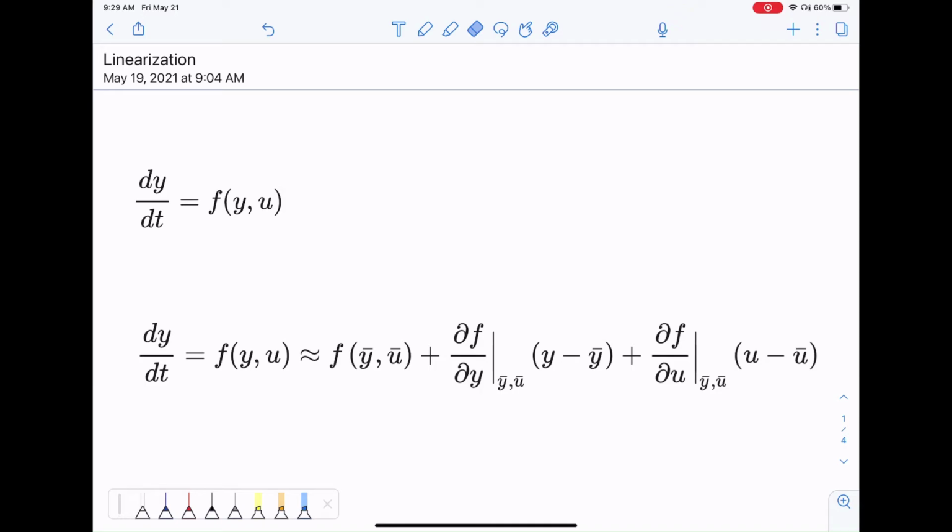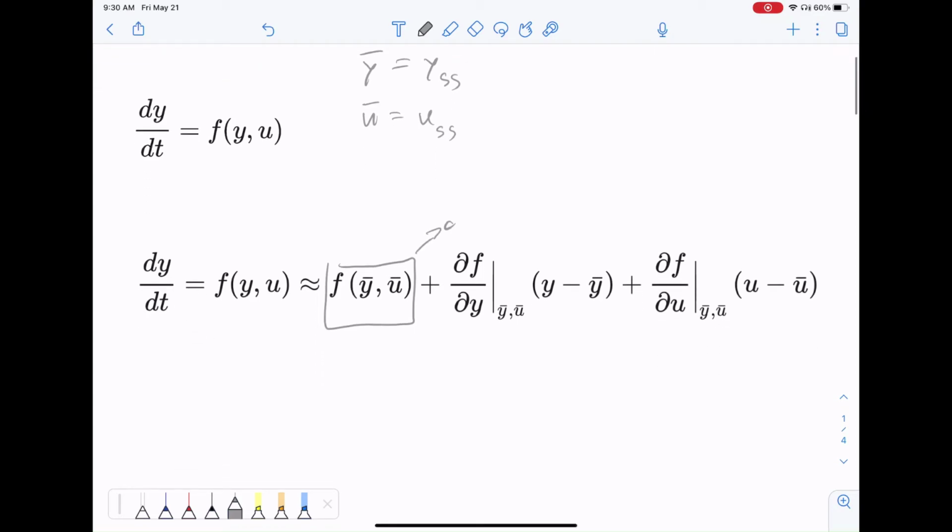One final thing I want to discuss is the selection of our deviation variables, or these y bar and u bar values. If we select them such that y bar is equal to y at steady state and u bar is equal to u at steady state, then this term right here can go to 0. Let's discuss that just briefly.